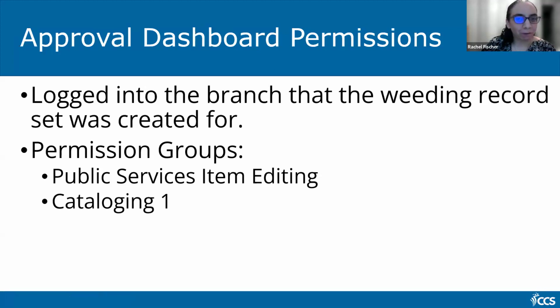So I just wanted to briefly review the permissions again for the approval dashboard. To have permission to approve or decline weeding record sets, staff need to be logged into the branch that the weeding record set was created for. So if you have logged in already as one branch, you need to log back out and log in as a different branch to see those record sets that need to be approved. Staff also need to be in either the Public Services Item Editing Permission Group or the Cataloging One Permission Group in order to approve a record set.